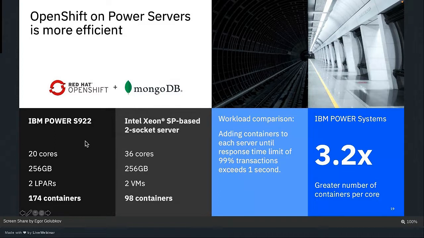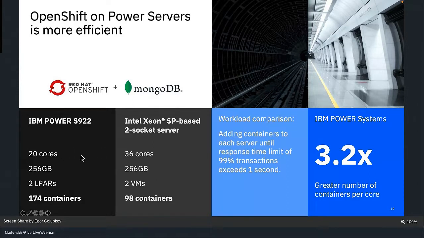And at the same time, we installed only 98 containers on the x86 machine, and then with every next container we installed, the reply time from the MongoDB exceeded 1 second. So this was the point where we stopped our tests and said that 174 containers can communicate with the MongoDB database in less than 1 second. And on the same server, only 98 containers could communicate with MongoDB in less than 1 second.